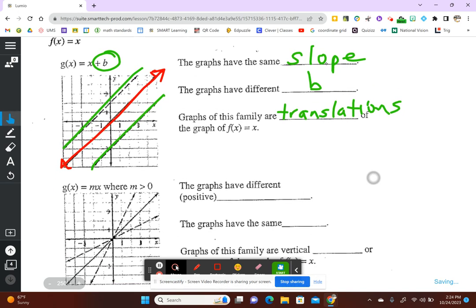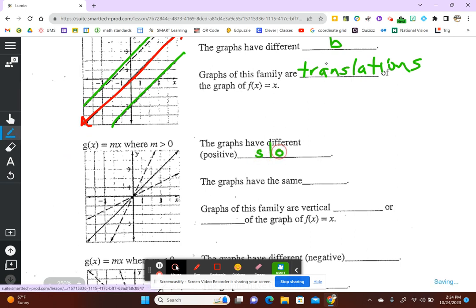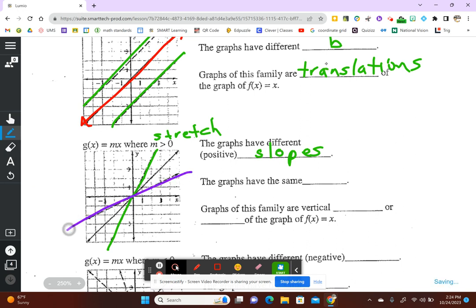Okay, now the next one, these graphs have different positive slopes. This one has a slope greater than 1, and it's a stretch. The absolute value greater than 1, it's a stretch. This one has a slope that is in between 0 and 1, and that's called a shrink. They have the same y-intercept but different slopes, so we call these vertical stretches or a vertical shrink.